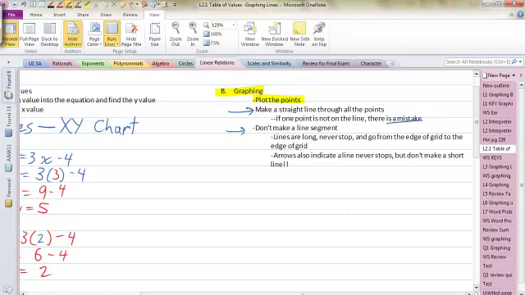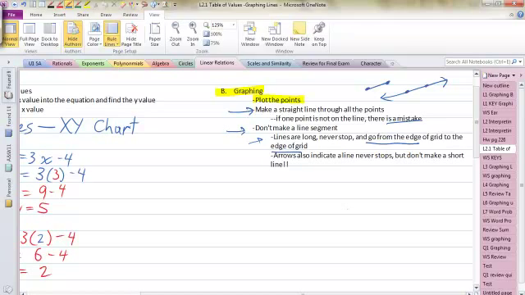Don't make a line segment. A line segment is a small line from one point to the other. We have our points and we're going to go through them. Okay, all the way through the points. Don't stop until you hit the edge of your grid. Okay. So again, lines are long and they never stop. So what we can do is put arrows on there, okay, or have the line go from the edge of the grid to the edge of the grid.